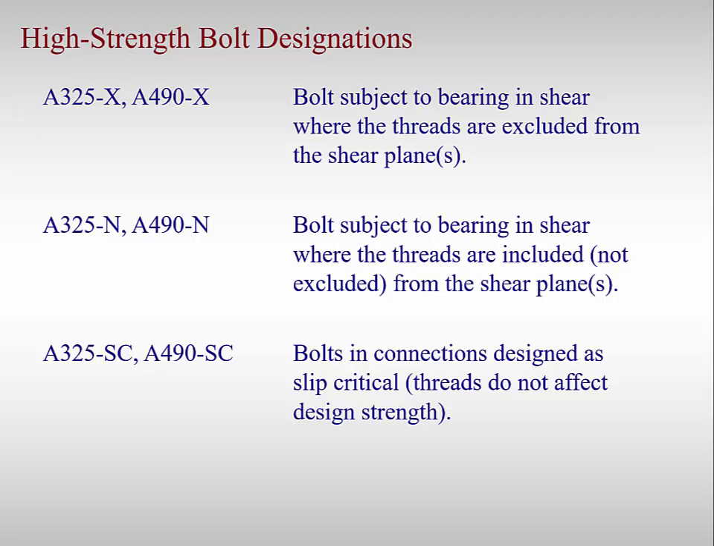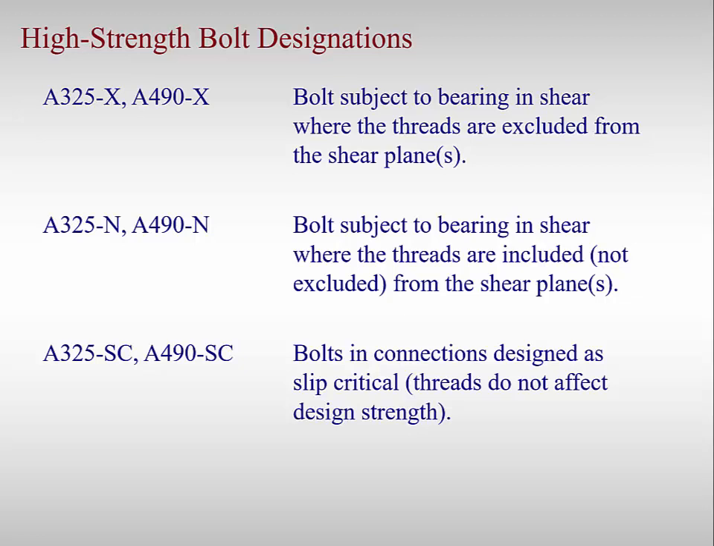Note that for a given bolt type, that is either A325 or A490, it can have three different strength values. Add in the possibility of single or double shear, and you are now up to 6 different strength values. You will see the use of the X, N, or SC designation after the bolt type. You need to look at the connection to determine if the bolt is in single or double shear.